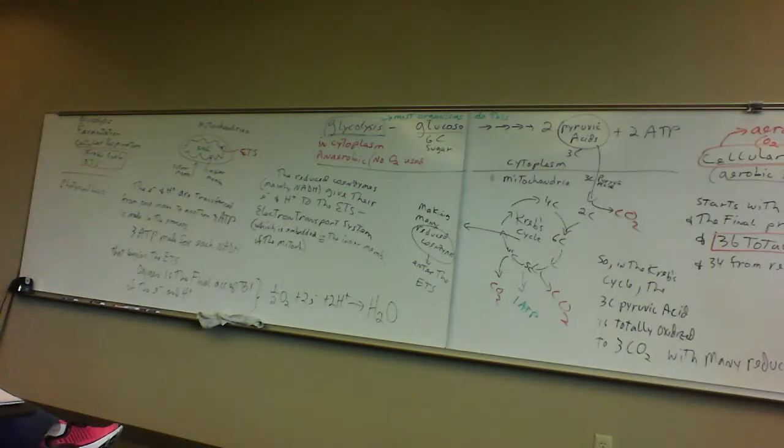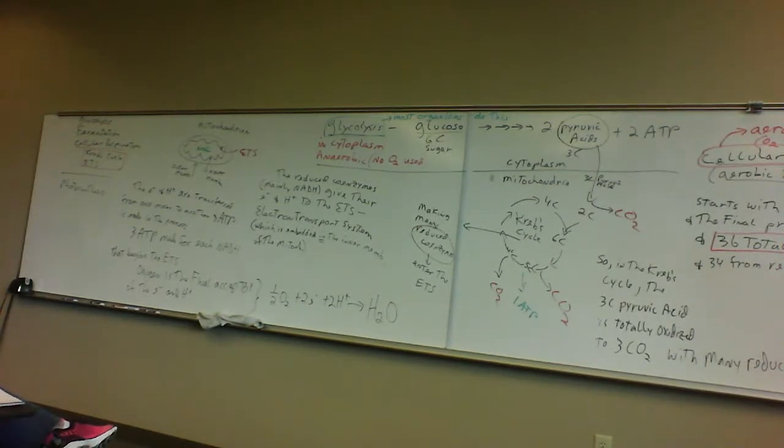So only the reduced coenzymes go to the ETS? Correct. What happens to the 3 CO2? It's carbon dioxide. This comes out of the mitochondria into the cell, from the cell to the blood, from the blood to the capillaries, and is released. I mean, you can see just how valuable this is in terms of trapping energy.